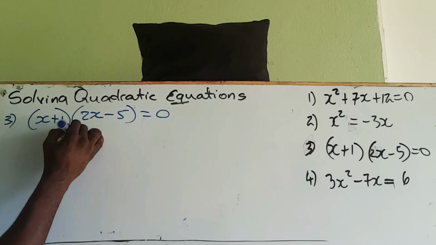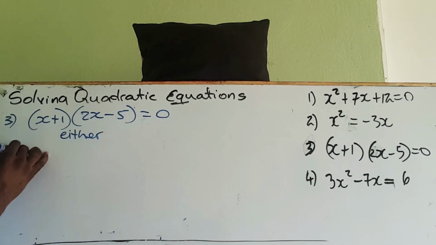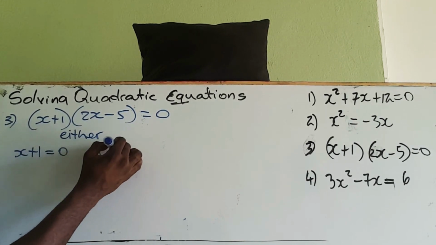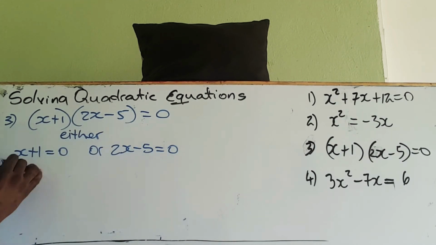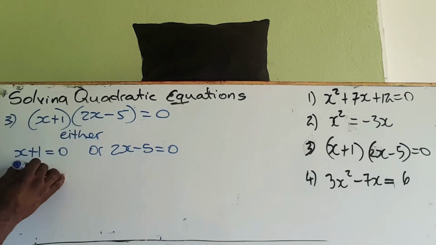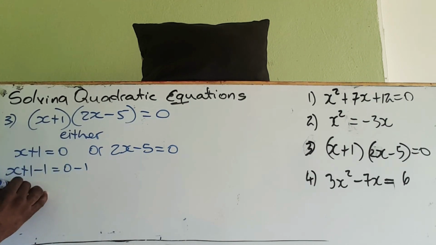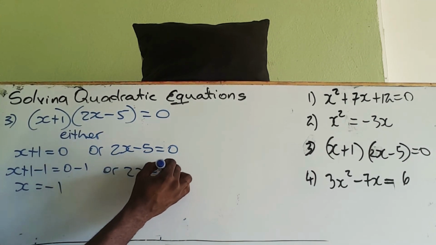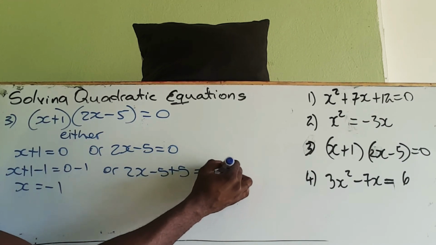I'll draw my conclusion now, because two things multiply to give 0. It's either x plus 1 equals 0 or 2x minus 5 is equal to 0. Well, from here, x plus 1 minus 1 is equal to 0 minus 1. X is equal to negative 1. In this case, or 2x minus 5 plus 5 is equal to 0 plus 5.